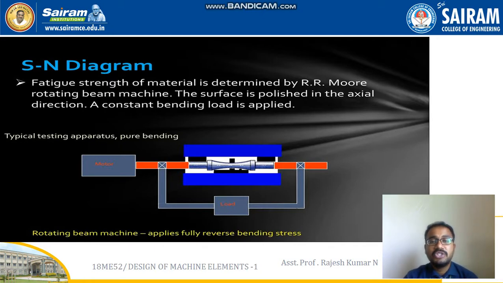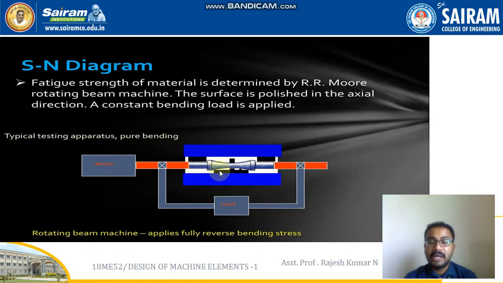The surface is polished in the axial direction and a constant bending load is applied. You can see in the sketch a typical testing apparatus. I will explain it very quickly. So what are the major components? There is a motor, and this motor is connected to a specimen. This specimen is fixed at both ends in such a way that it acts like a simply supported beam.